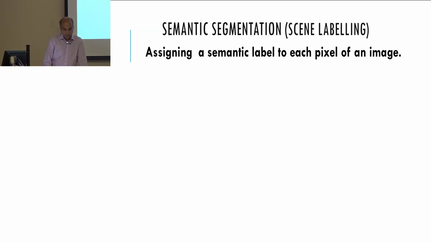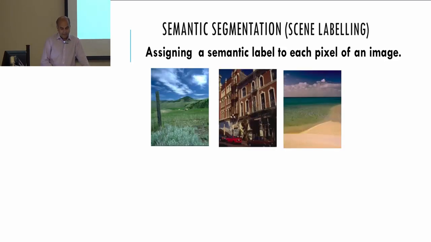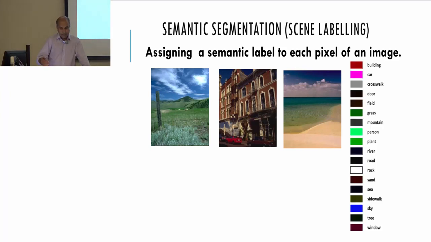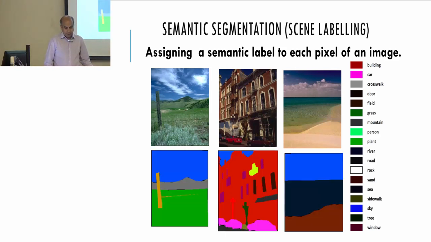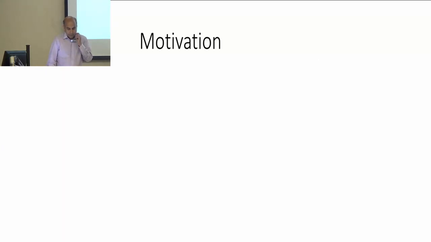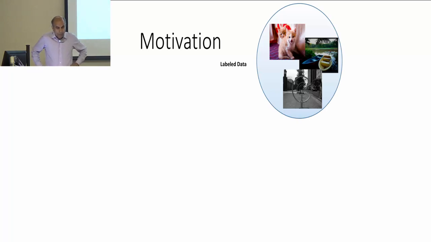Okay, so semantic segmentation deals with assigning a semantic label to each pixel in an image. Let's say we have these images, and these are different classes: building, car, crossroad, field, grass, and so on. Given these images, we want a computer to come up with images like this. And we are going to use deep learning. All these methods will be using deep learning.